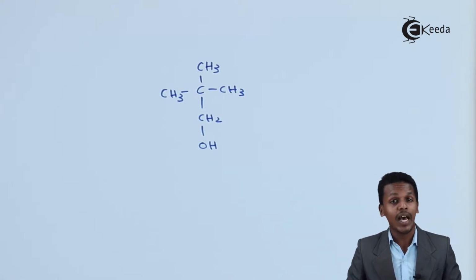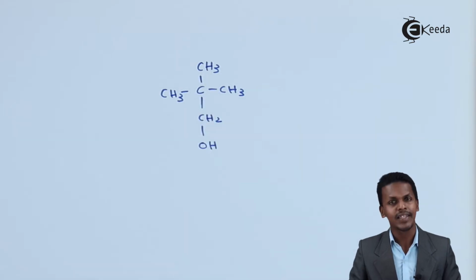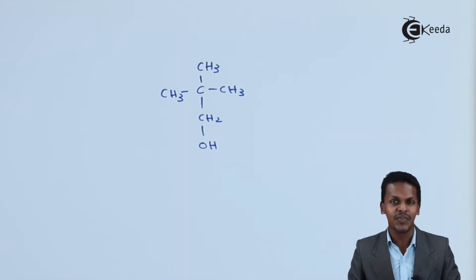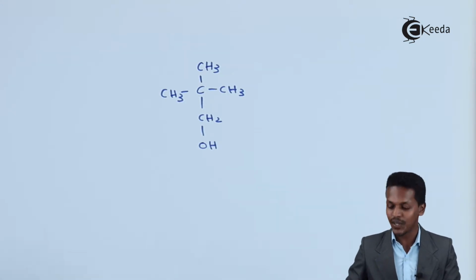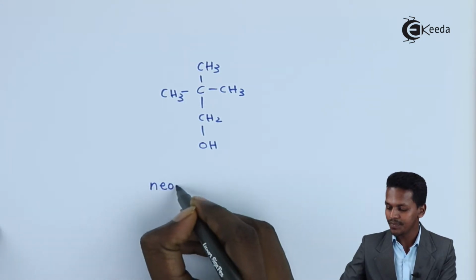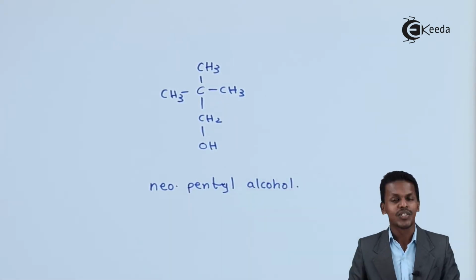But the total number of carbon atoms in this case is 1, 2, 3, 4, 5, and for 5 carbon atoms we have a name for the hydrocarbon. It is known as pentane. But obviously we understand that it is not a pentane, it is in fact an alcohol. So therefore the name of this one will be called neopentyl. So these were the common alcohols, and this is how basically we can give the common name to the alcohols.